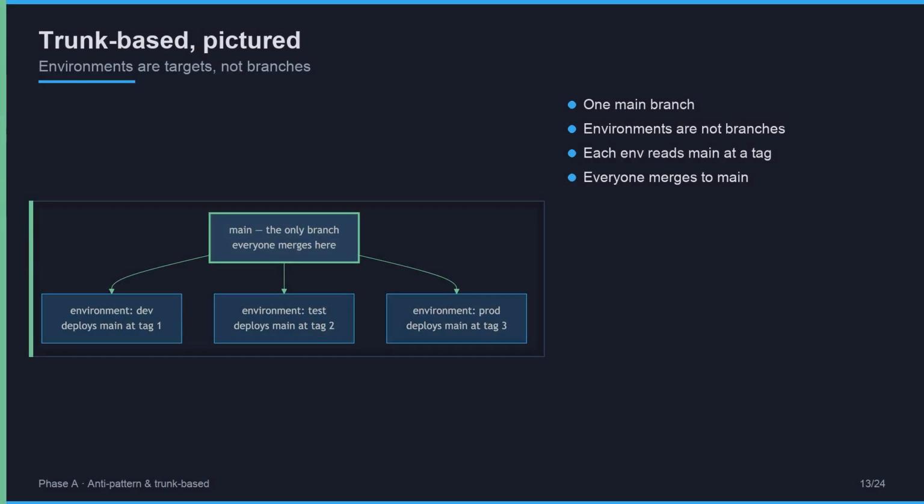Picture the new shape. 1 main branch at the top, everyone merges there. Below it, 3 environments, dev, test, and prod. But notice, these are not branches anymore. They are deployment targets.